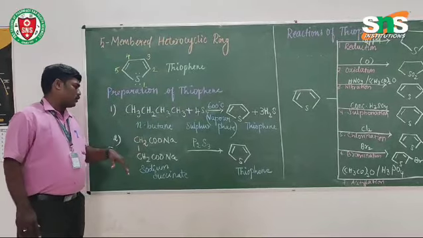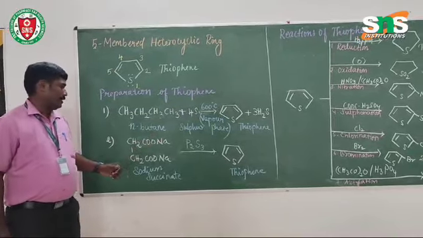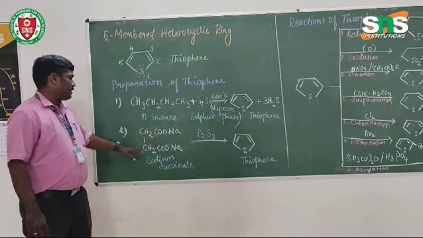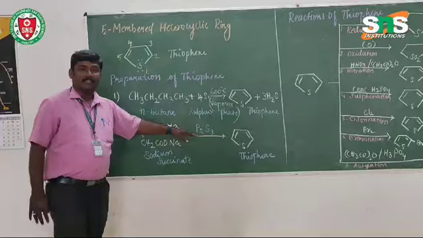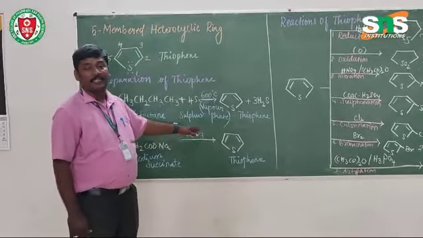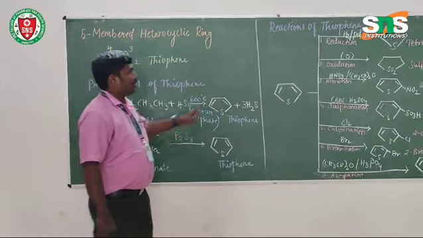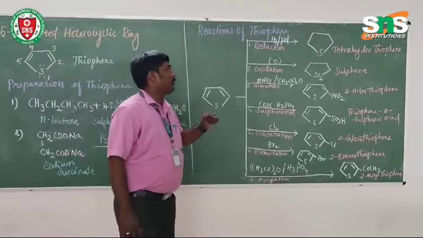Then it can also be prepared by treating sodium succinate, that is CH2COONa, CH2COONa, with phosphorus trisulfide, that is P2S3, which will give thiophene. Let us see the reactions of thiophene.